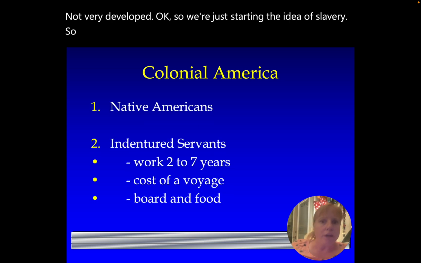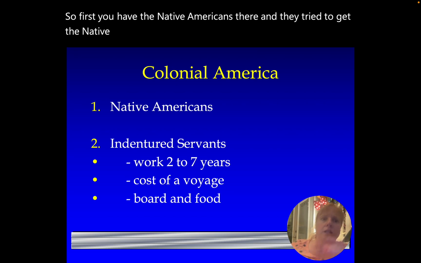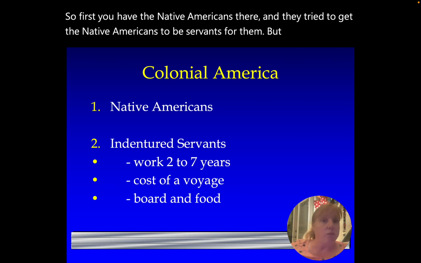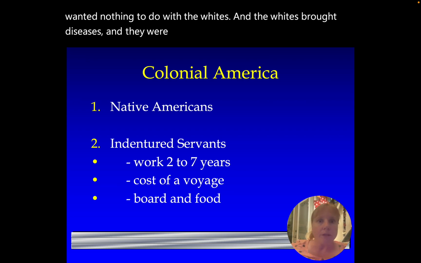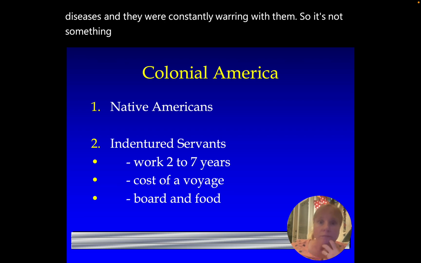So first you have the Native Americans there. And they tried to get the Native Americans to be servants for them, but they really wanted nothing to do with the whites, and the whites brought diseases, and they were constantly warring with them. So it was not something that worked out real well. But they had indentured servants.